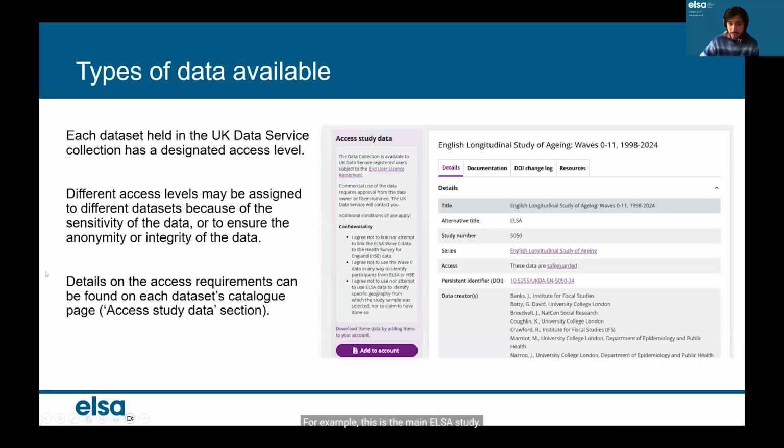For example, this is the main ELSA study, and the most accessible version of it, which is SN5050. And to access it, you need to first be registered with the UK Data Service, and with the registration comes a signature of the end user license agreement. You need to ask for a data owner to use the data if you're a commercial user.